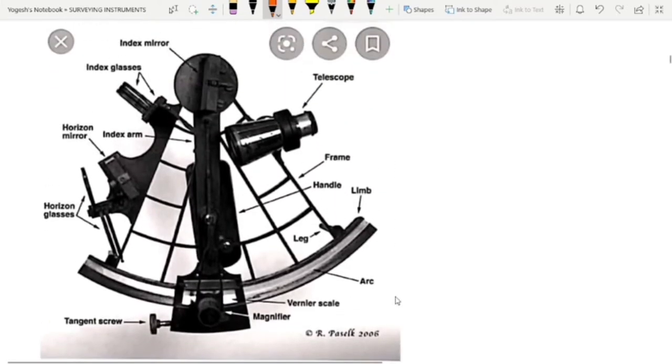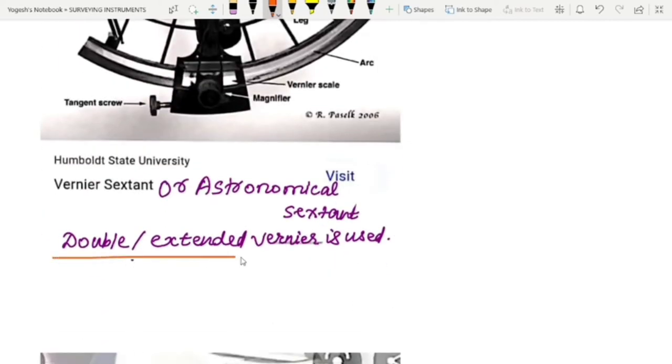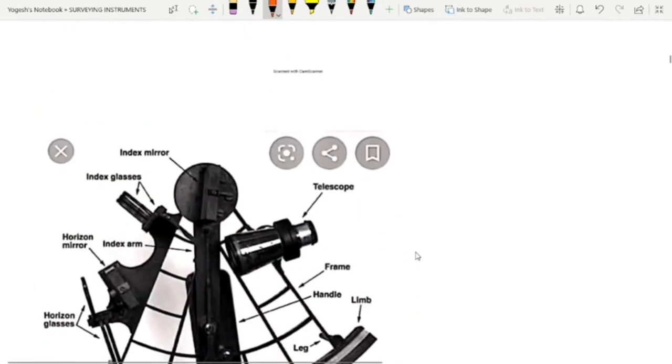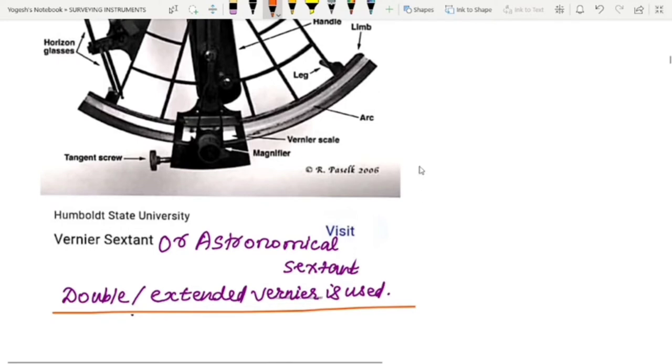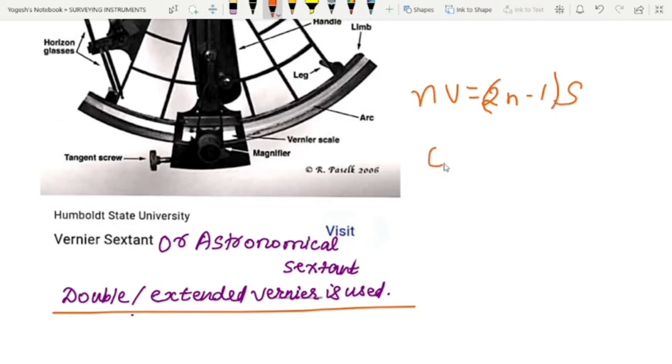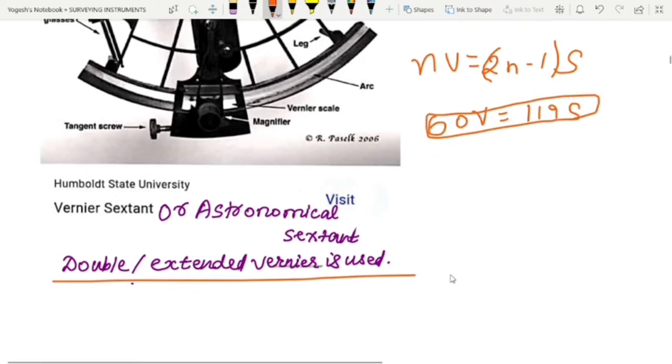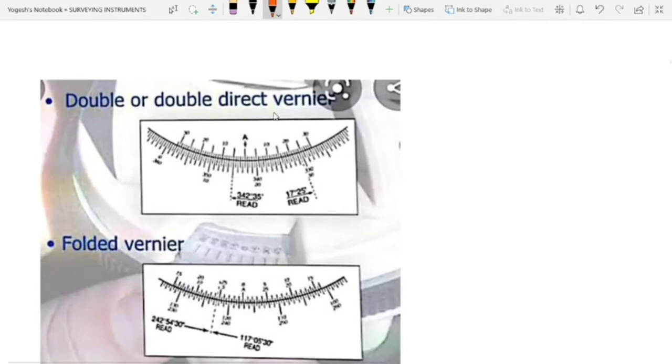This is a vernier sextant, or you can say the astronomical sextant, in which a double or extended vernier is used. We had discussed for that particular scale: N divisions of the vernier scale are equal to 2n-1 divisions of the main scale. That is, you can say 60 divisions of vernier scale are equal to 119 divisions of the main scale, that we had discussed in our vernier scale chapter. Please be careful. So this is a double vernier or direct vernier, double folded vernier.